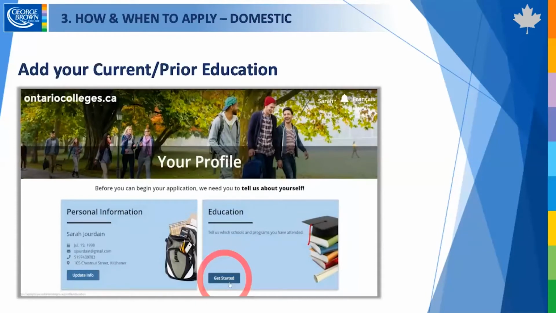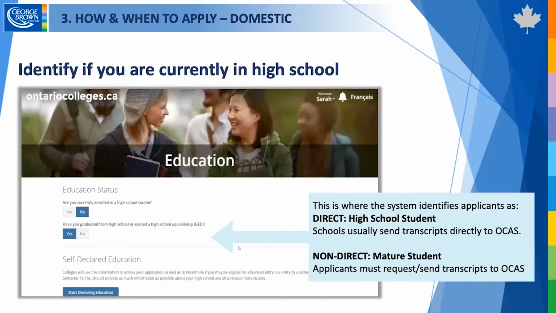And once that's done, they're also going to ask you for things like your previous education. So once you've given them your name, your number, your email address, and created that initial profile, they're also going to ask you for prior education. So this is for if you aren't coming directly from high school, and if you have had previous post-secondary education, this is where they're going to want to know about it. So you click on that, get started. If you are coming directly from high school, your high school will generally be sending your transcripts directly to OCAS, so you don't have to worry about that.